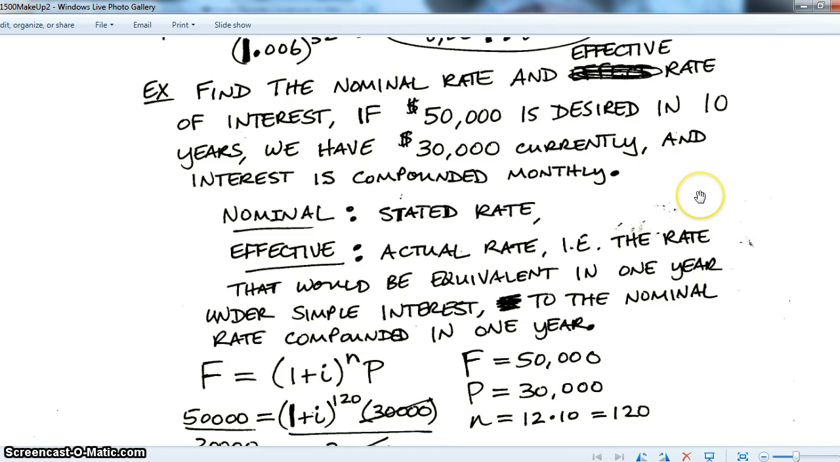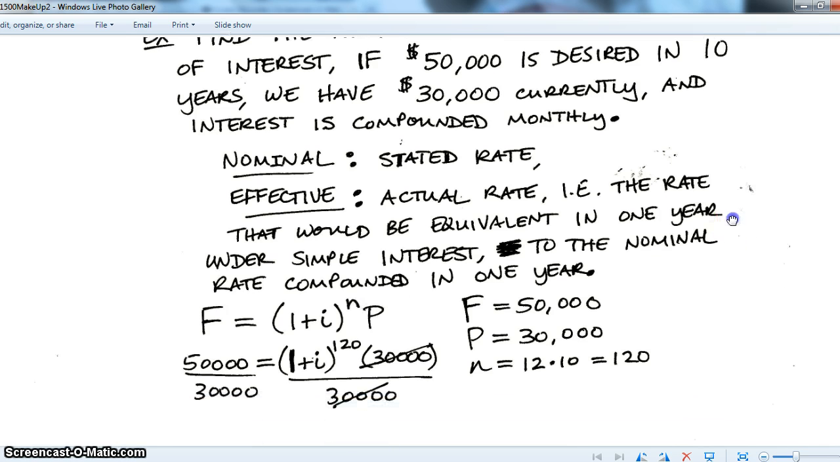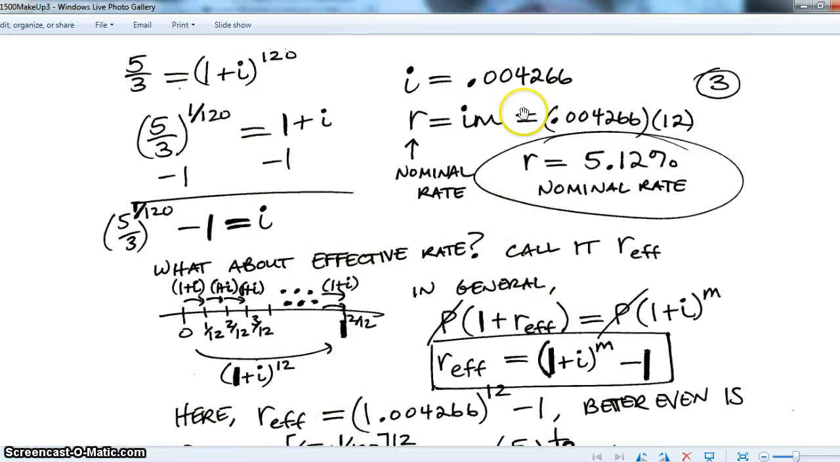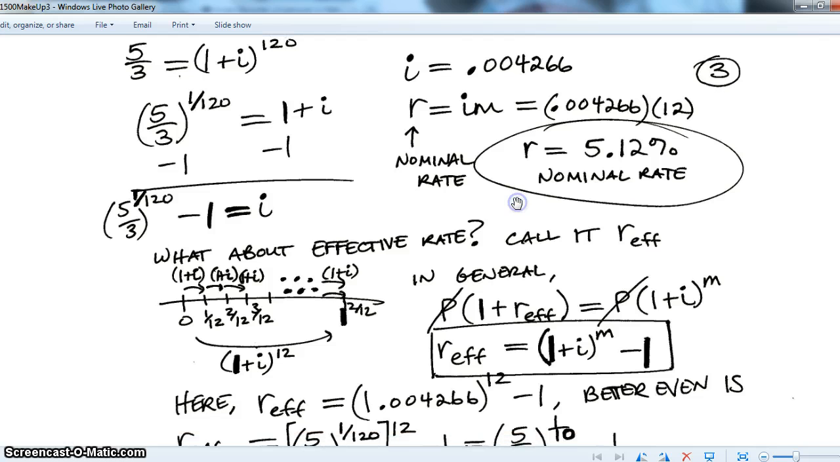And basically what we're doing here is we're looking at this as starting with the $30,000, there's going to be 120 compounding periods over those 10 years. And we want to figure out what's the interest rate over the monthly compounding period. And we did this. This is looking for I. And we ended up with I was 0.004266 per month. If you multiply that by 12, then you'll get that stated as an annual percentage rate. So it's 5.12% annual nominal interest rate.